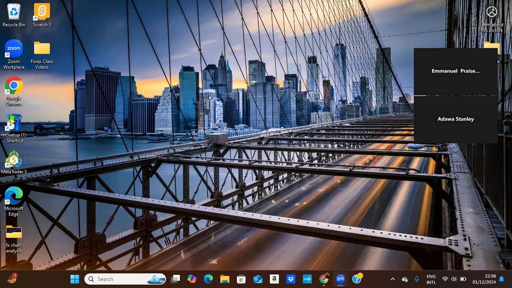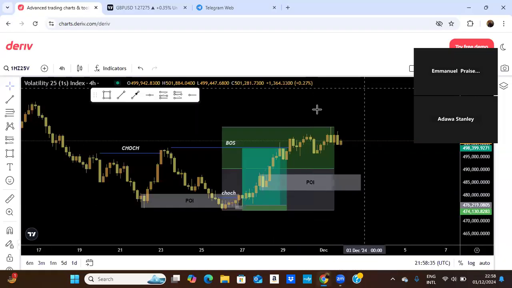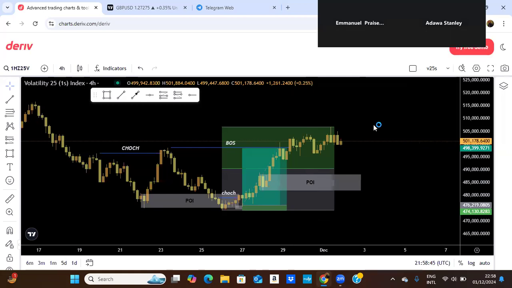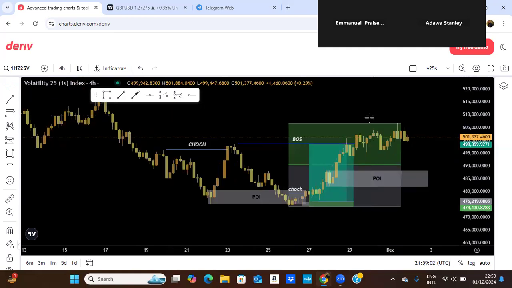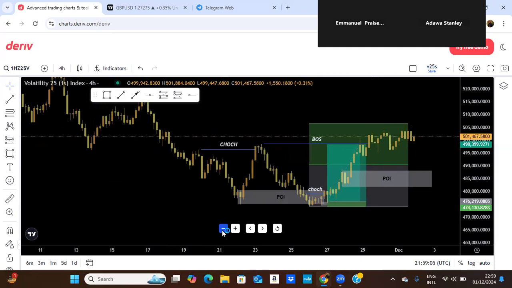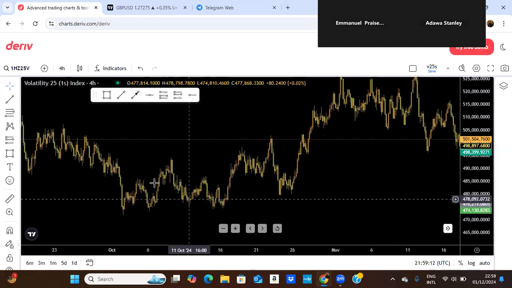Okay, so let me go ahead and finish my explanations on the trade I was analyzing. So this is VIX 25 1S, okay? So let me break this down. Just a quick analysis and then we are done. How I caught this trade. Now, from here up.